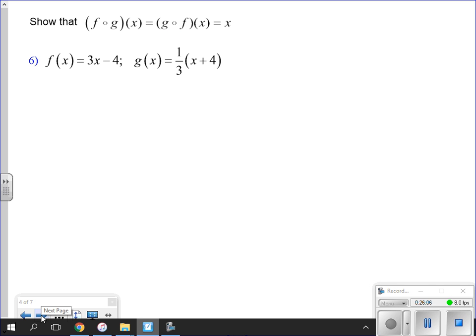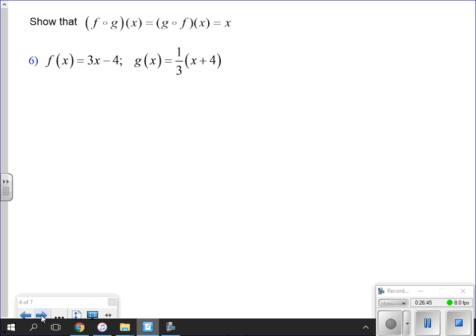All right. Show that f composed of g of x is equal to g composed of f of x, which is x. So what you do is you take f composed of g of x. You take g of x, stick it inside f of x. You simplify it. You find g composed of f. You take f, stick it inside g, simplify it. Show that those two are equal to each other, which is x. It's actually not as bad as it looks.